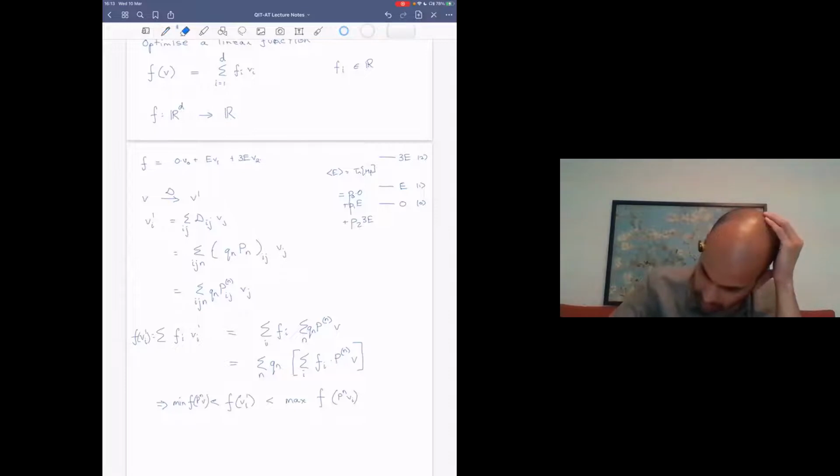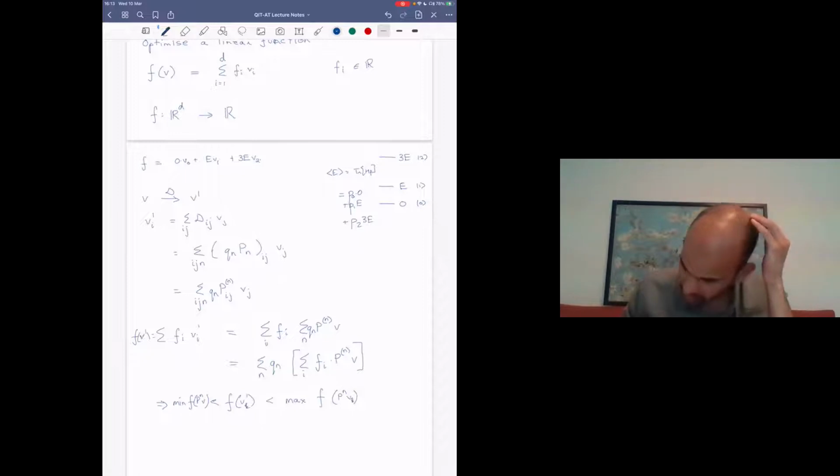So I have been slightly sloppy here. This is actually just v. There's no need of an i here because these are just the vectors v.